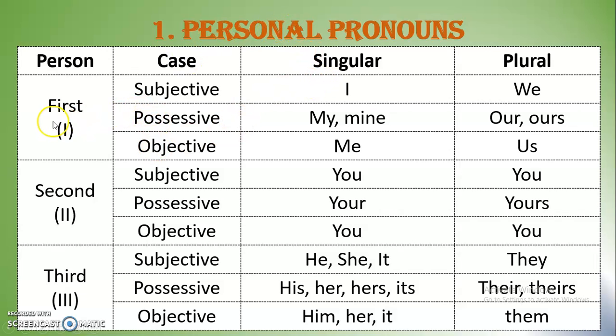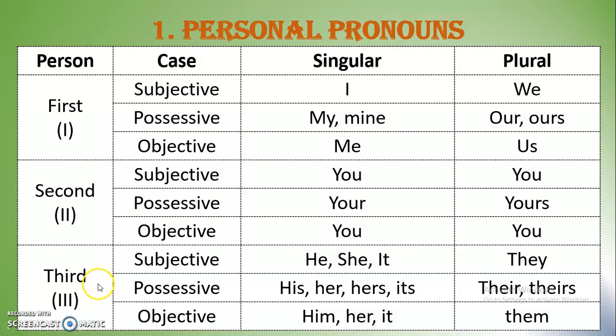In the first person, singular is I, plural is we. First person possessive case: my and mine; the plural form is our, ours. Objective case: me and us. This is regarding the first person. The same way for the second person: subjective case you, and plural is also you. Possessive case: your for singular, yours for plural. Objective case: you for singular, and for plural also it is you.